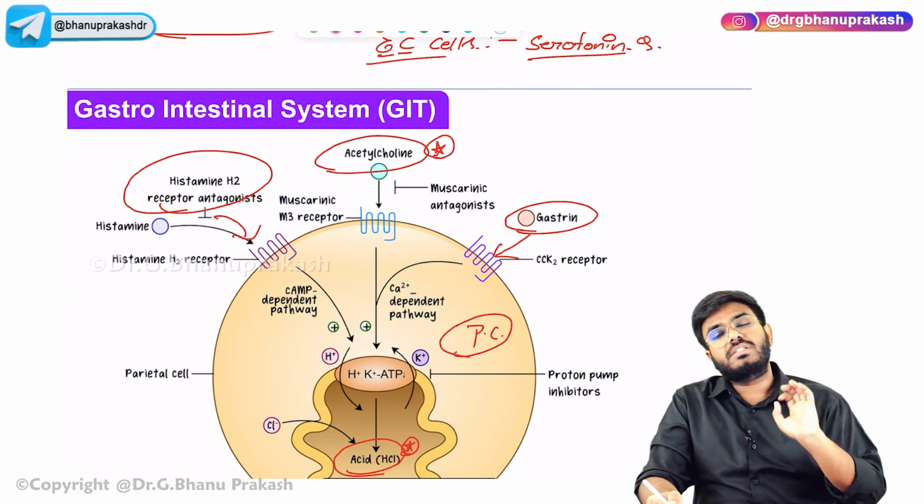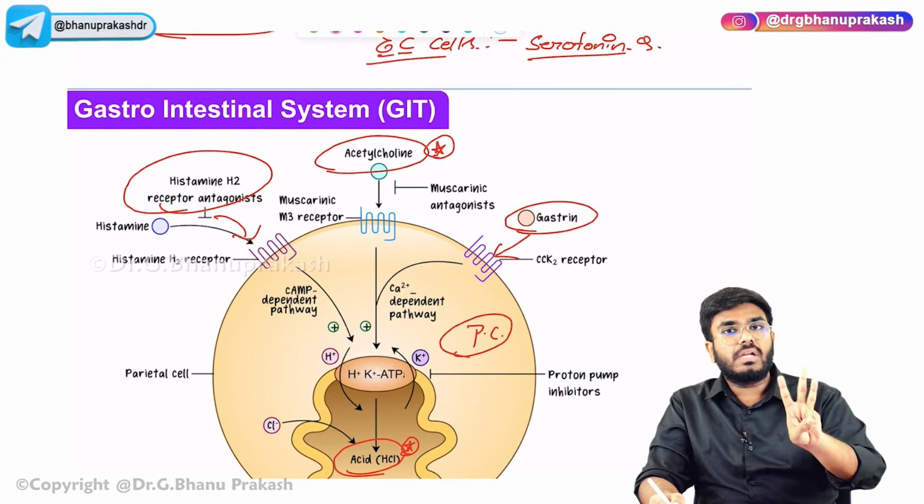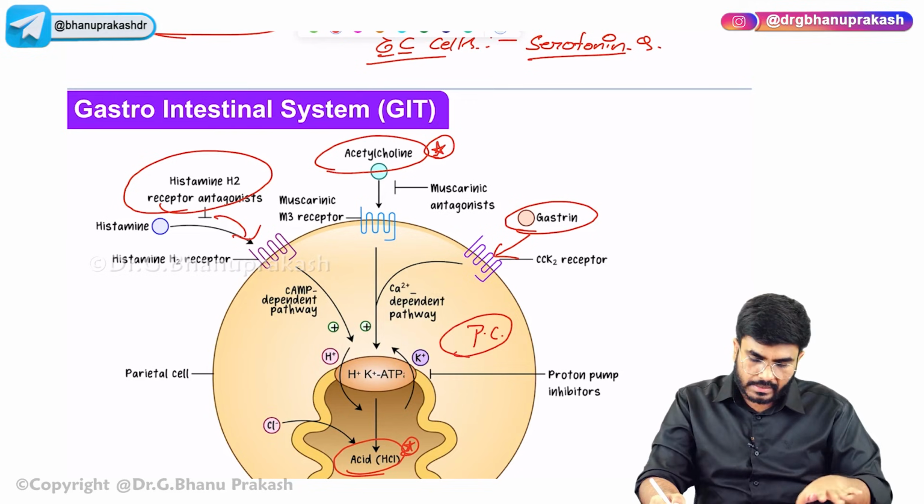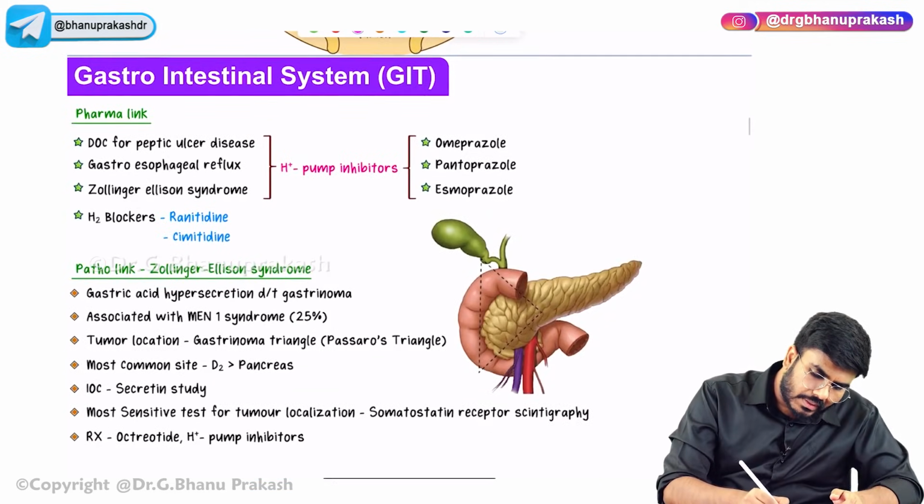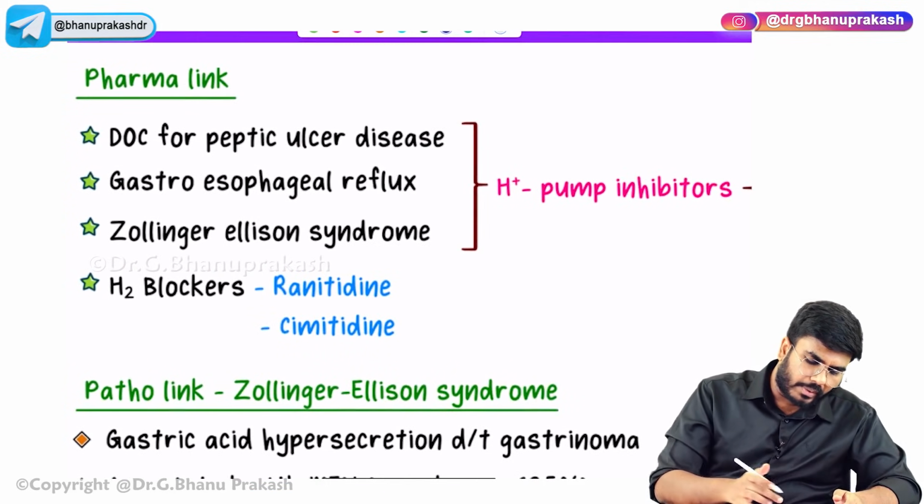Even acetylcholine is a stimulus for the release of acid. So, for the release of acid, how many stimuli are there? Three stimuli: gastrin, histamine and acetylcholine. Done.